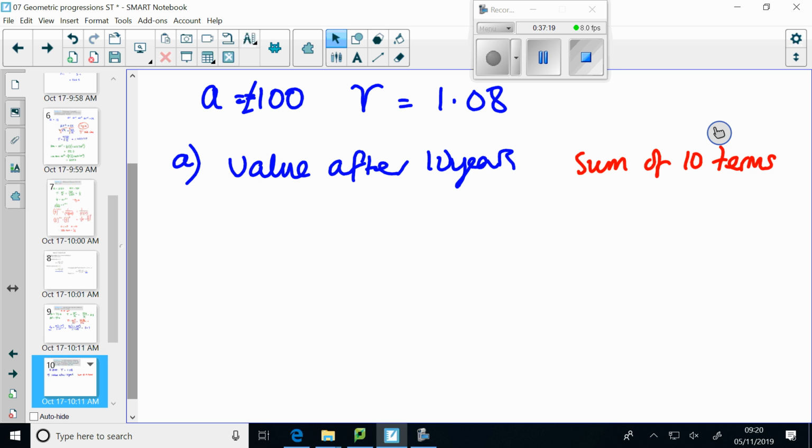The sum of 10 terms is going to go 100 plus 108 plus 108 and a bit more, isn't it? That would be the sum of all the terms. We're not going to give you the £100 every year as well. We're only going to give you the 8% on what the balance is. So we're looking for here the 10th term.